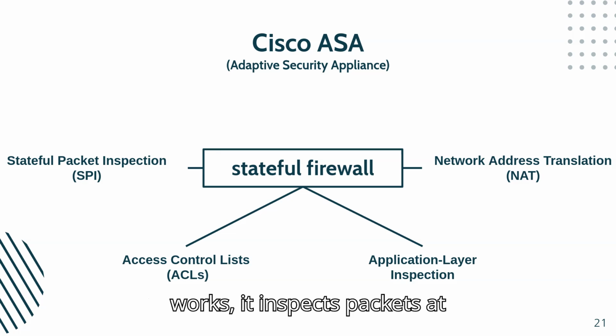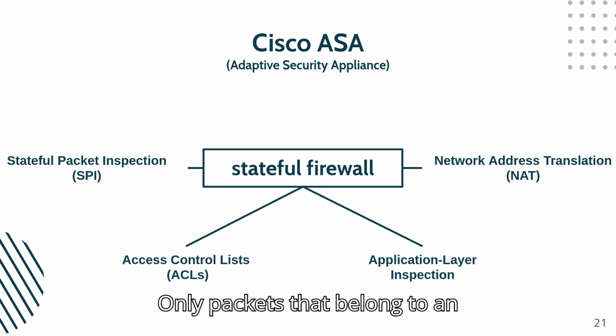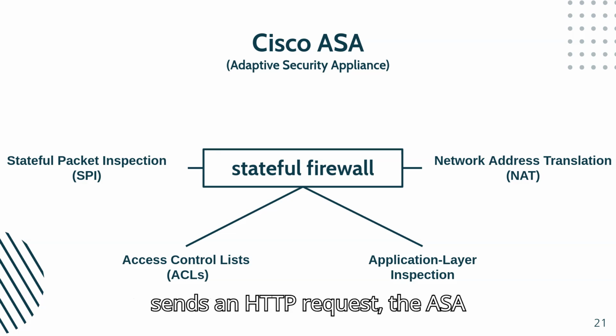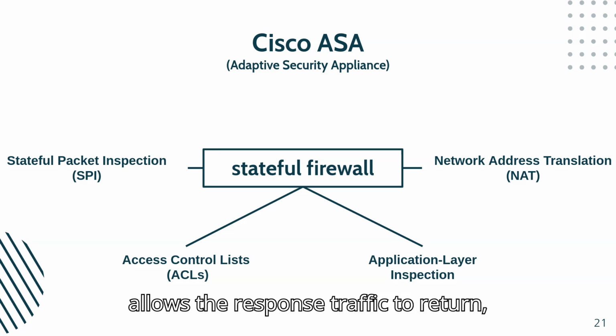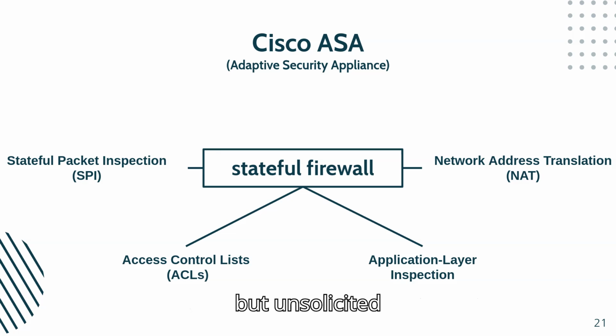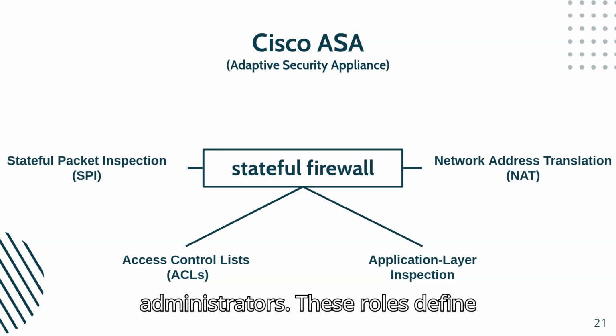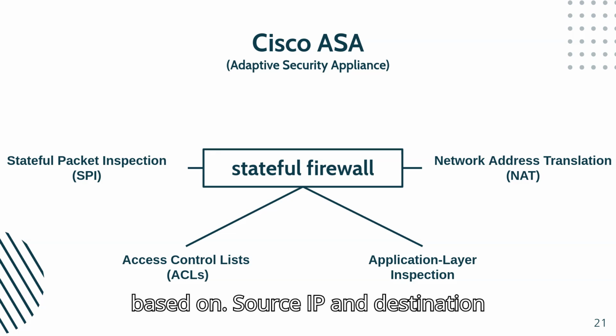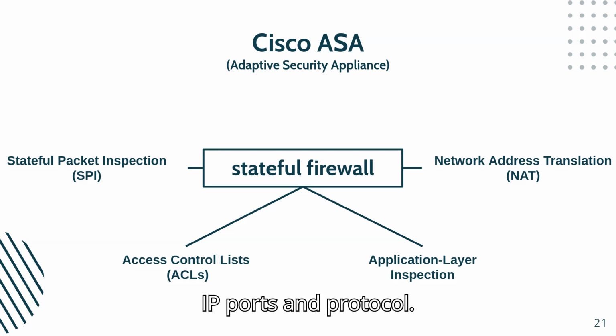How it works. It inspects packets at all the layers up to 7 for application level security. Only packets that belong to an established trusted session are allowed to pass through. For example, if a user sends an HTTP request, the ASA allows the response traffic to return, but unsolicited traffic is blocked. ASA uses ACLs to filter traffic based on rules set by administrators. These rules define which packets are allowed or denied based on source IP and destination IP, ports, and protocol.